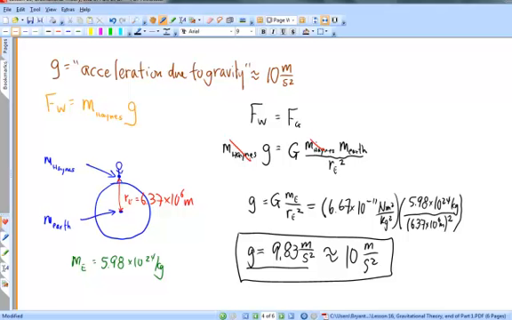Basically, you can figure out what the acceleration due to gravity is at the surface of any planet or due to any object if you're some distance away by using Newton's law of universal gravitation. I don't know about you, but I think that's pretty cool.